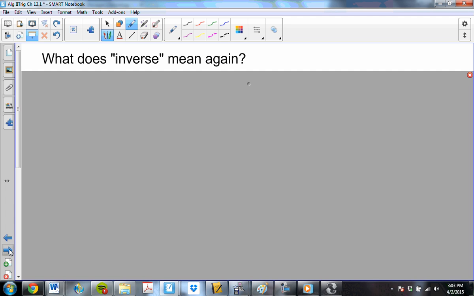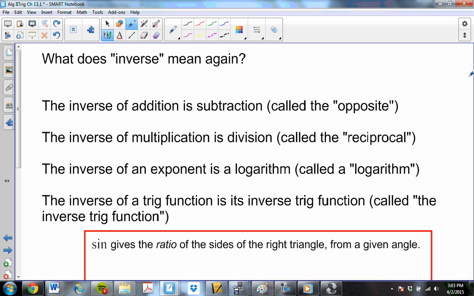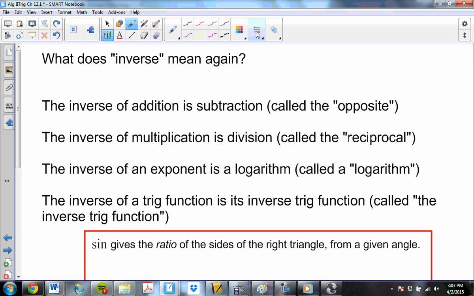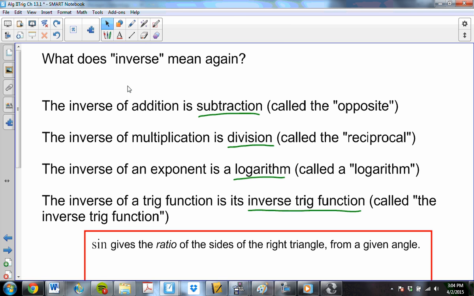If you remember what the word inverse means, if we were in class right now, I'd have you answer this question. We learned inverses of all types of functions and operations. The inverse of addition is subtraction. The inverse of multiplication is division. The inverse of an exponent is a logarithm. And the inverse of a trig function, we call an inverse trig function. To remind you, the definition we gave was to undo something. An inverse is how you undo something.